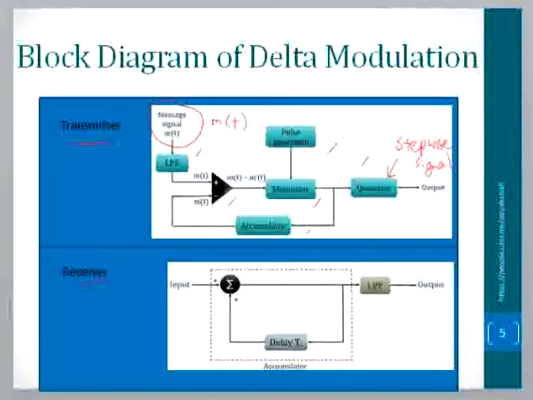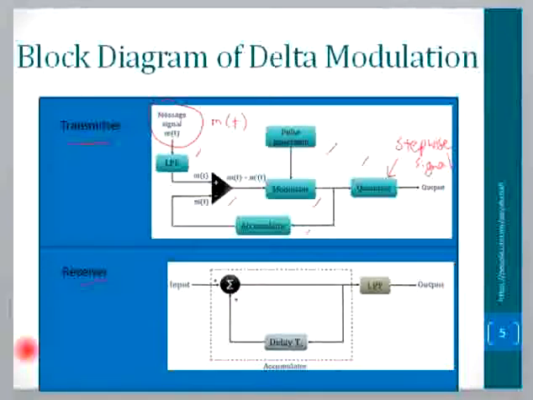The output of the modulator, at the same time, goes through the feedback path and is provided to the accumulator. The accumulator's function is to store the signal for further operation. The output of the accumulator behaves like the second input of the comparator. So this is the current and this is the previous. That's why the comparator in delta modulation compares the current signal with the previous signal. So this is the block diagram for the transmitter.